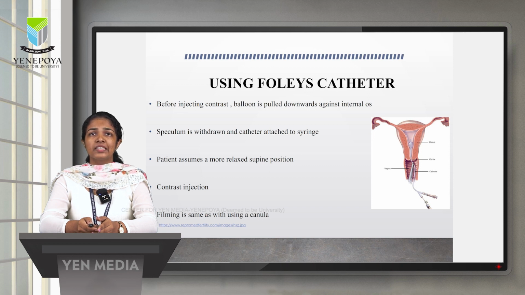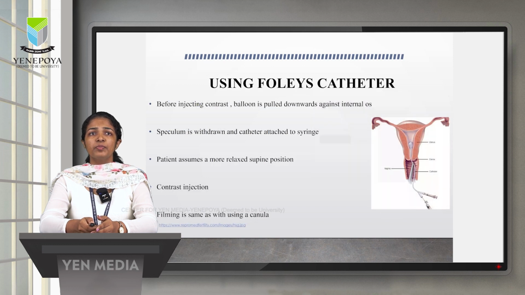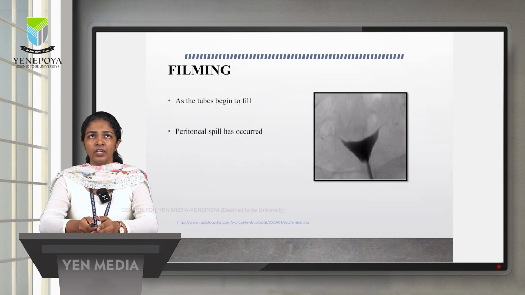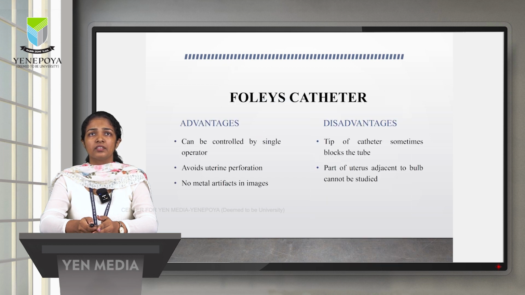The Foley's catheter is attached to a syringe which is filled with contrast media, and the patient is slowly told to move onto the table in a relaxed supine position. Then under fluoroscopy guidance, contrast media is injected and filmings are taken. As for the filming, it is as the tube begins to fill and when the peritoneal spill takes place.